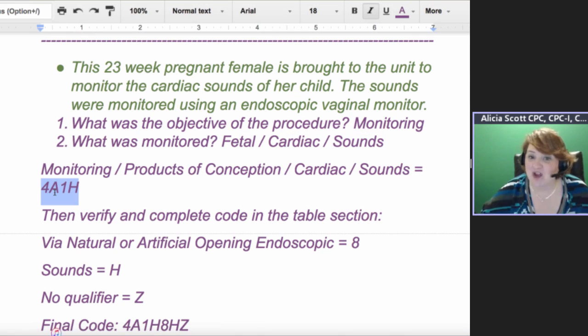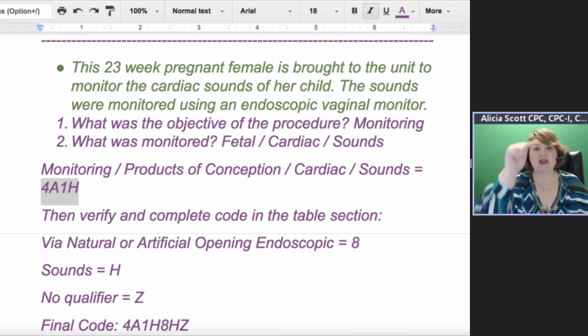Now, did you think of that? No. Then we start out with our 4A1H. So then you go to the tabular, you go to the section of 4A1H, and you fill in the rest of the blocks. You now have a column, and you just go to the little, it's like a drop down. Okay, then I can answer this column, this column. The next is via natural or artificial opening, endoscopic is 8. What is it again? Sounds, no qualifier, Z. That gives us a PCS code of 4A1H 8HZ.